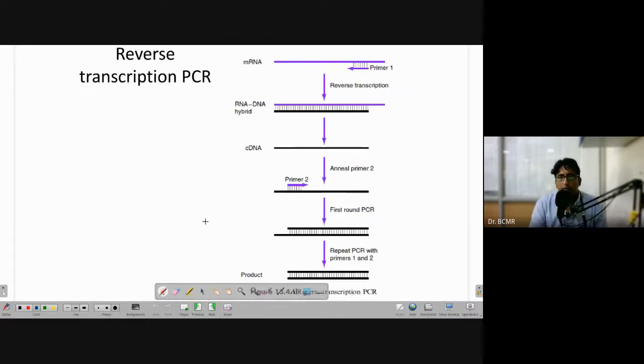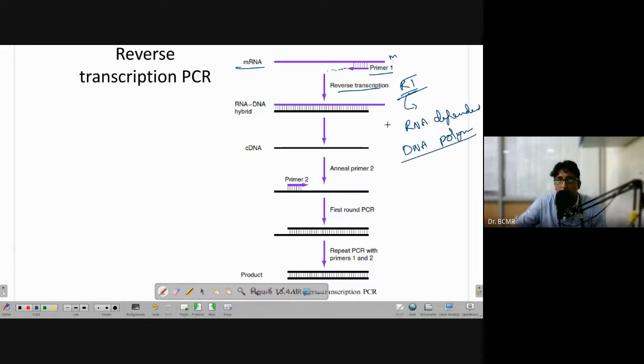Then we have other techniques like reverse transcription PCR. This is simple, where we have the mRNA. mRNA is allowed to bind with a primer. We would have added a primer, and then add reverse transcriptase. And the reverse transcriptase will synthesize. What is reverse transcriptase to start with? It is an RNA dependent DNA polymerase. RNA dependent DNA polymerase. So it will synthesize a DNA strand, that is cDNA, or complementary DNA.